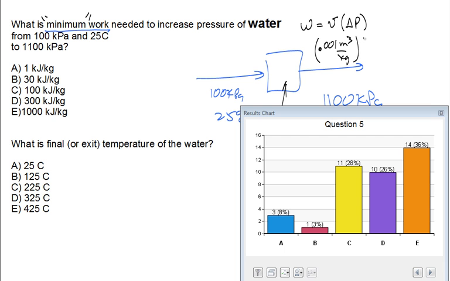Now, what's the change in the pressure? Well, you went from 1,100 to 100. It's 1,000 kPa. So we have a meter cubed times a kilopascal. What's the product of a kilopascal times a meter cubed? Kilojoule. So what's the answer?